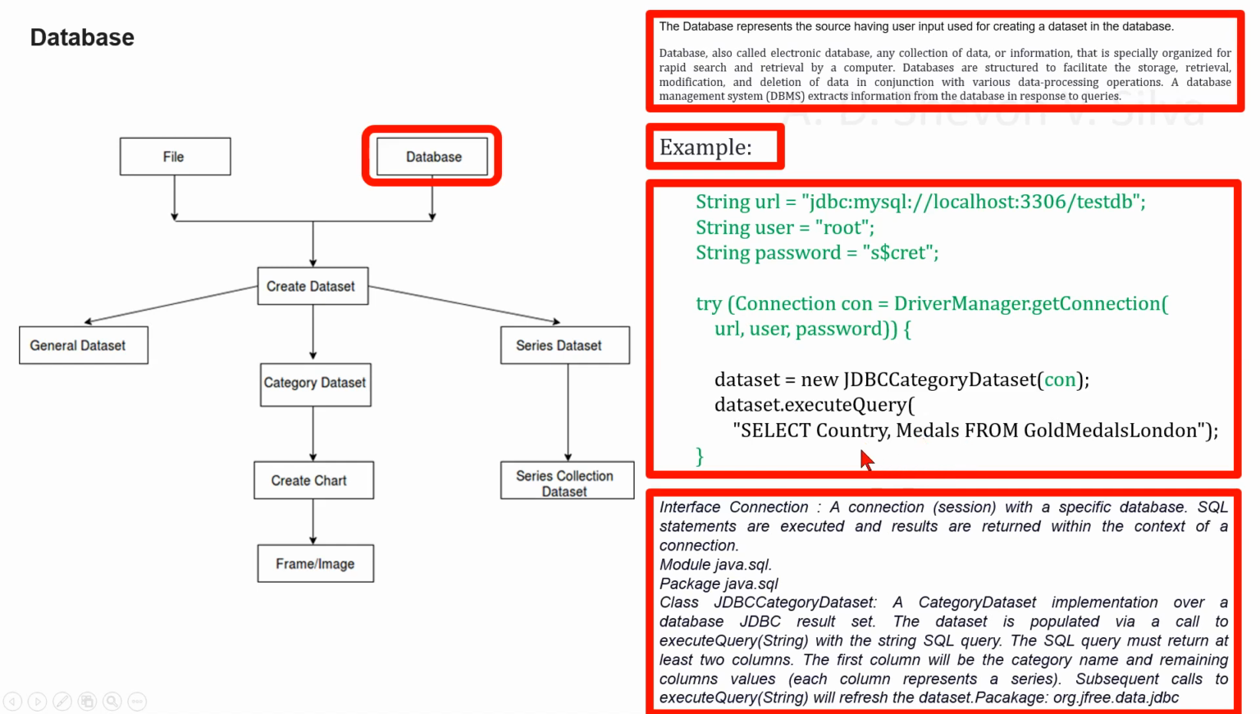Each column represents a series. A subsequent call to executeQuery(String) will refresh the dataset. The class JDBCCategoryDataset is in package org.jfree.data.jdbc.